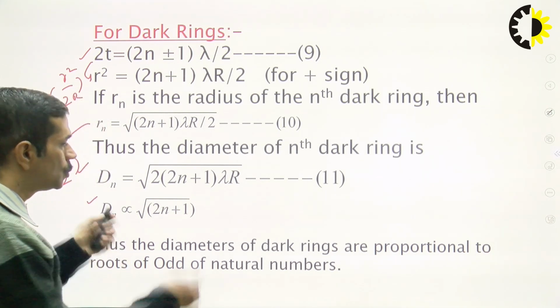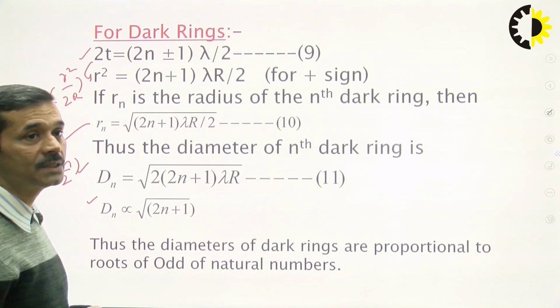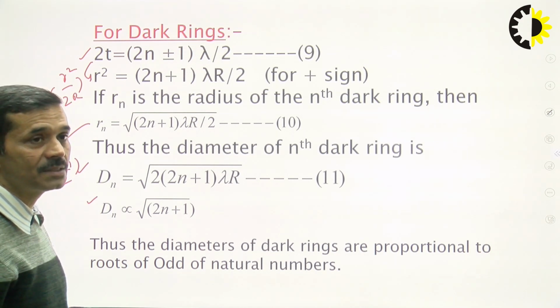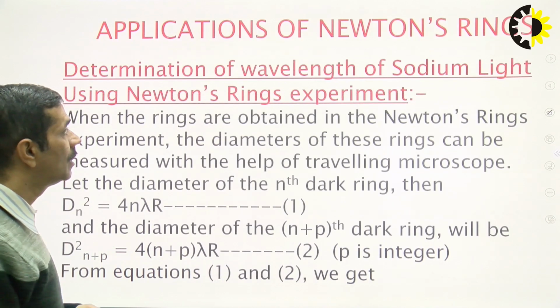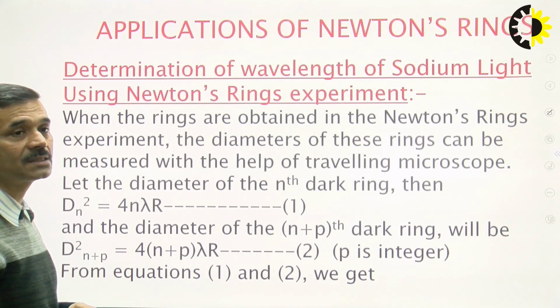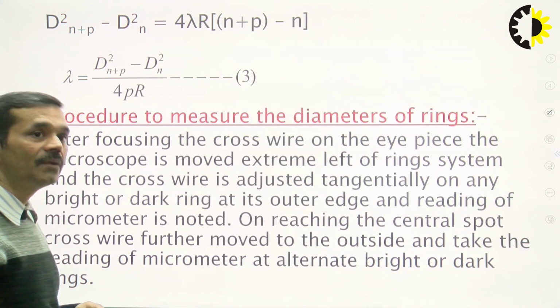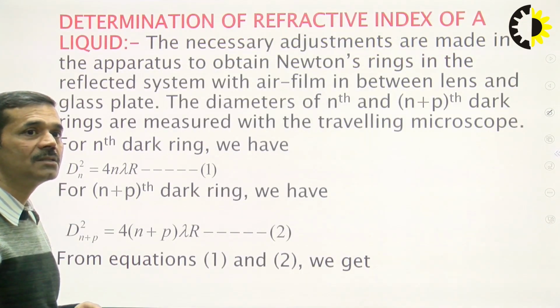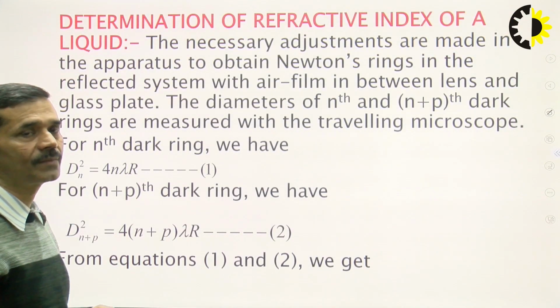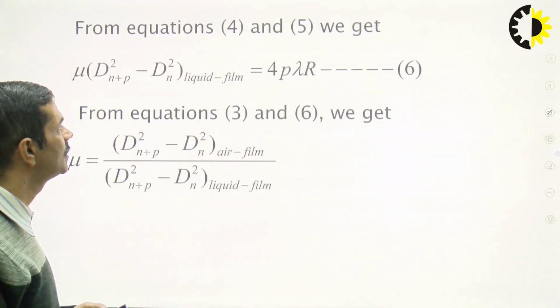So this is the theoretical explanation about the formation of Newton's rings in case of reflected and transmitted systems. In the next lecture we will discuss applications of Newton's rings. There are two applications: determination of the wavelength of sodium light and the refractive index of a transparent liquid. So in the next lecture we will discuss these two applications of Newton's rings.